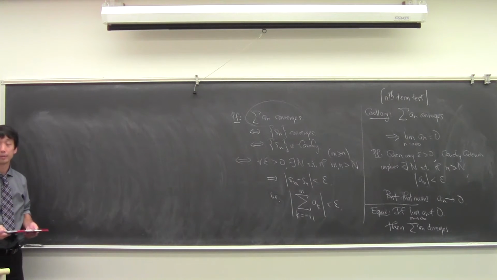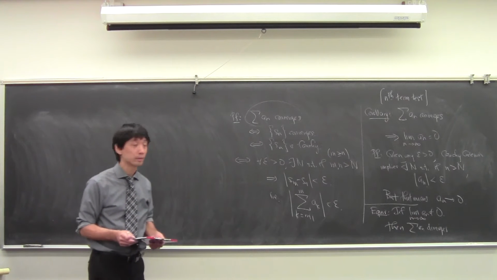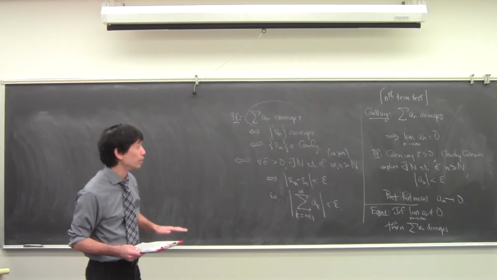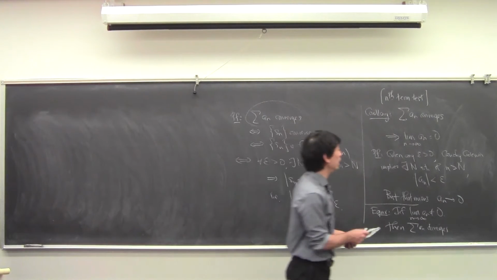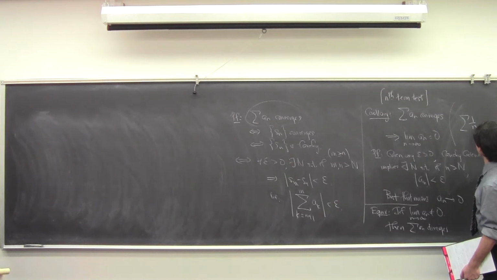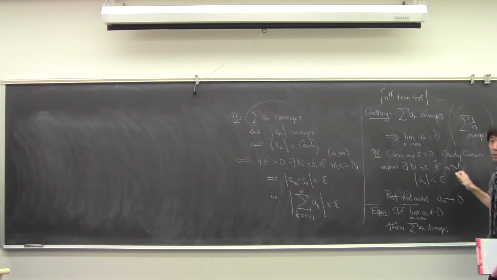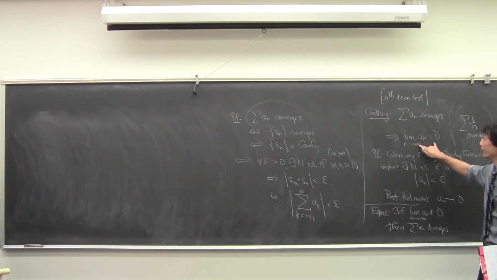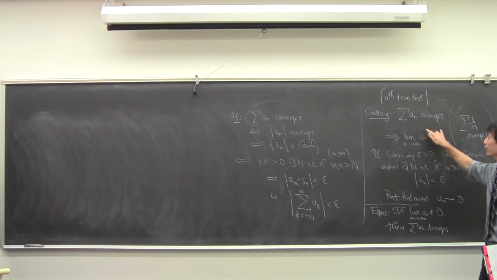Yes? Can I prove backward, if the limit is 0, then the series converges? No, that's false, right? We'll later see that this thing actually diverges. So no, the opposite is not true. If the limit is 0, it doesn't mean that the series converges.